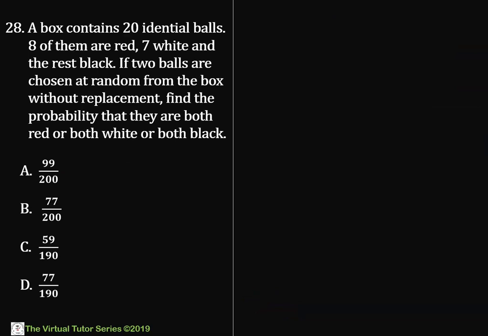Question 28. A box contains 20 identical balls. 8 of them are red, 7 white, and the rest black. If 2 balls are chosen at random from the box without replacement, find the probability that they are both red or both white or both black. Solution.